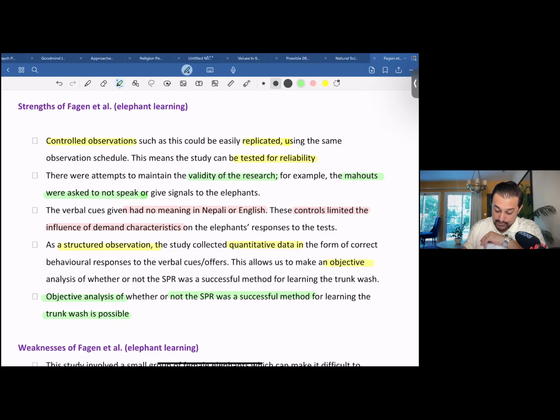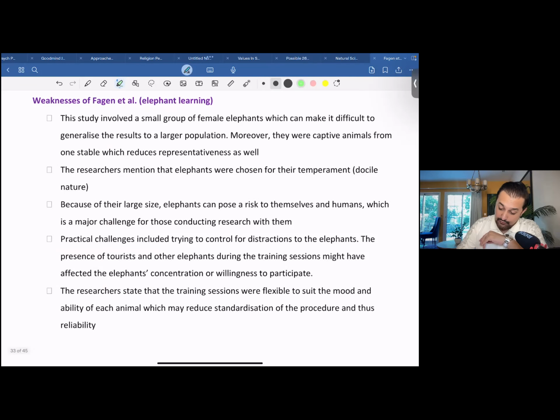Let's quickly move on towards the weaknesses of the study. The first weakness: this study involved a small group of female elephants. Remember, my dear, there were only female elephants as a part of the sample where this data was being collected. Out of these 5 female elephants, 4 of them were young juveniles, or younger elephants, and 1 of them was an adult.